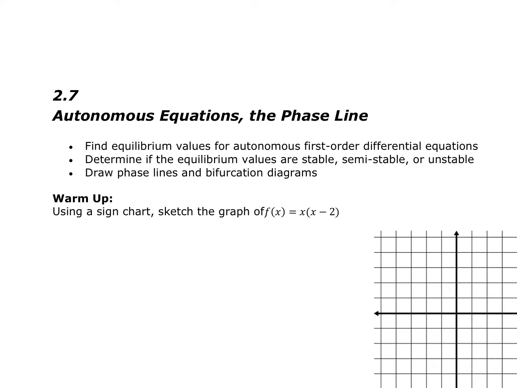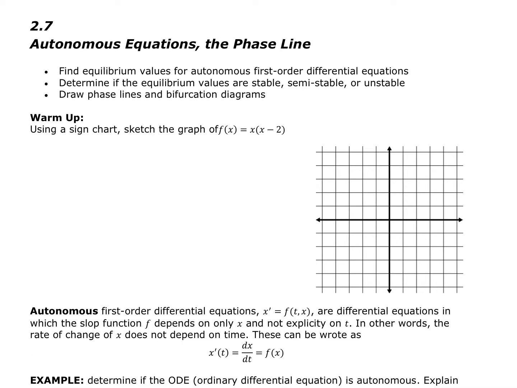In this video, we're going to look at autonomous equations and the phase lines that go with them. We're going to find equilibrium values for autonomous first-order differential equations. We're going to determine if the equilibrium values are stable, semi-stable, or unstable. And we're going to draw phase lines and bifurcation diagrams. So using a sign chart, sketch this graph.